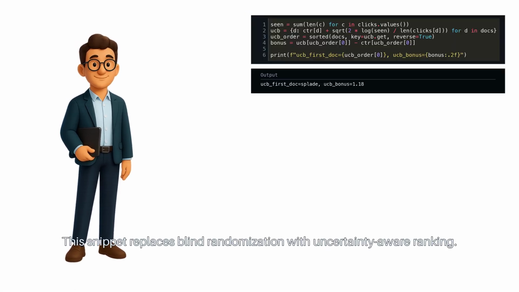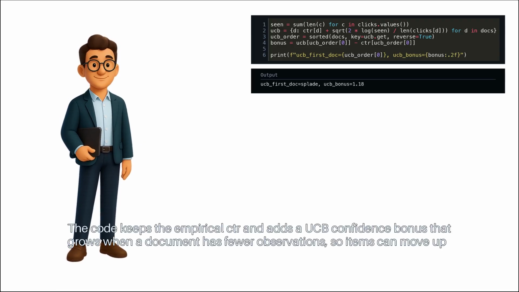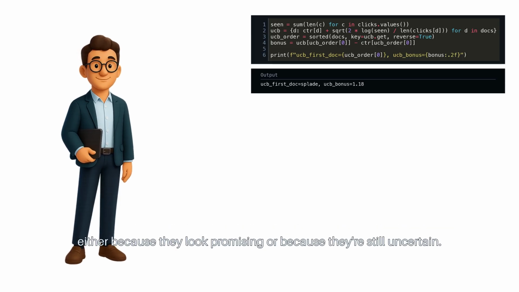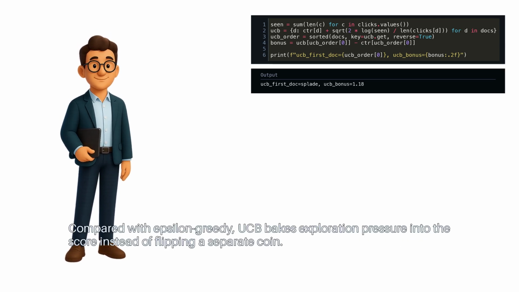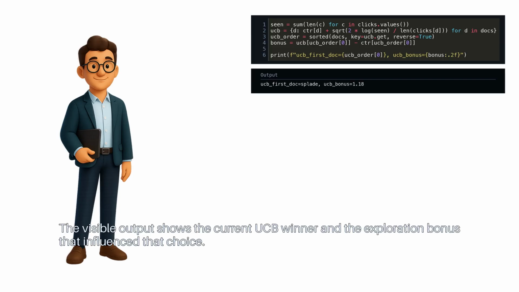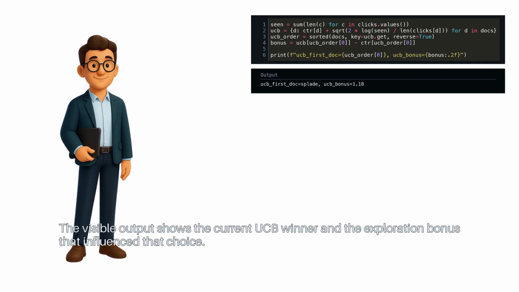This snippet replaces blind randomization with uncertainty-aware ranking. The code keeps the empirical CTR and adds a UCB confidence bonus that grows when a document has fewer observations, so items can move up either because they look promising or because they're still uncertain. Compared with epsilon-greedy, UCB bakes exploration pressure into the score instead of flipping a separate coin. The visible output shows the current UCB winner and the exploration bonus that influenced that choice.